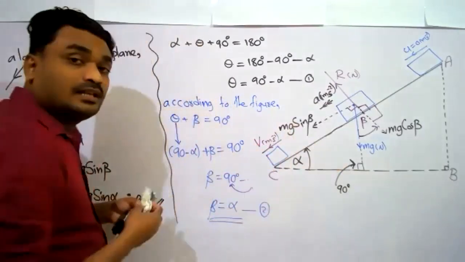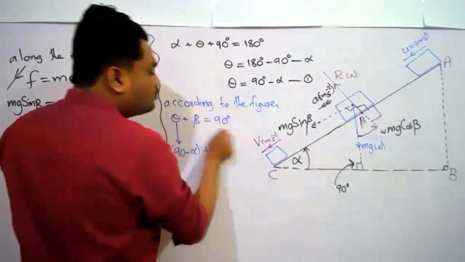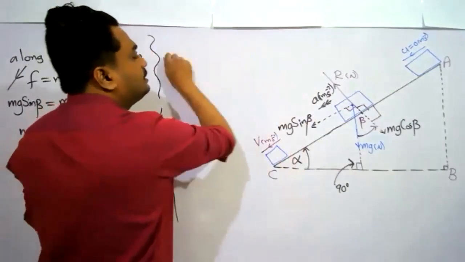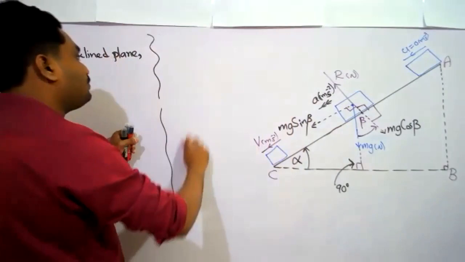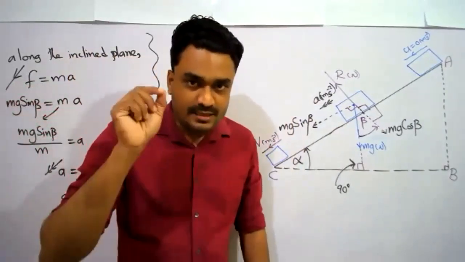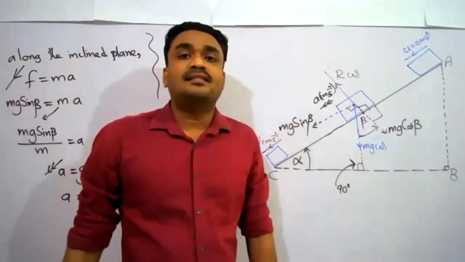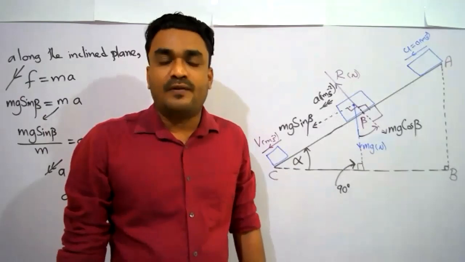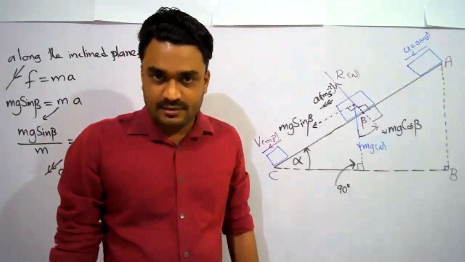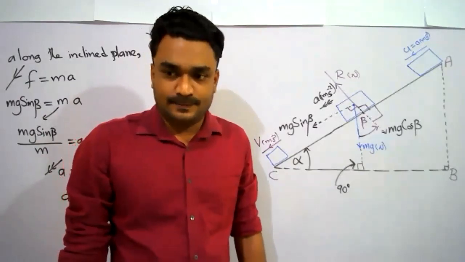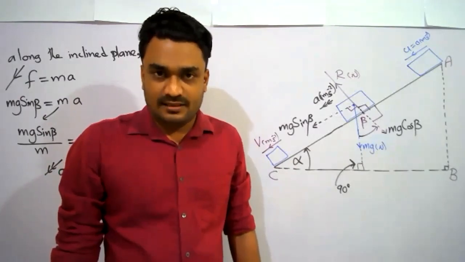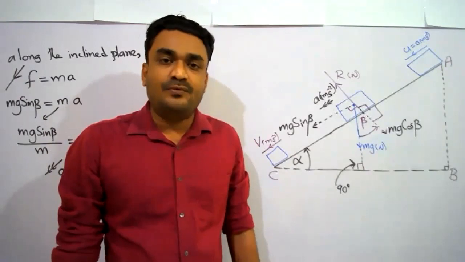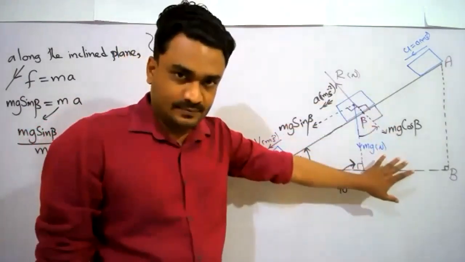So please write: Example. An object starts to move at rest from the top of a smooth inclined plane as shown in the following figure. You can draw the figure later.